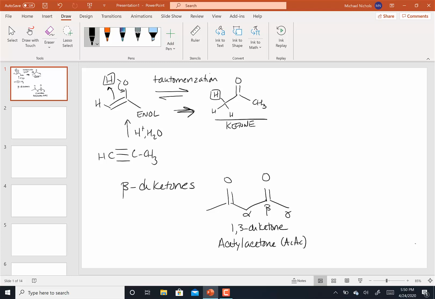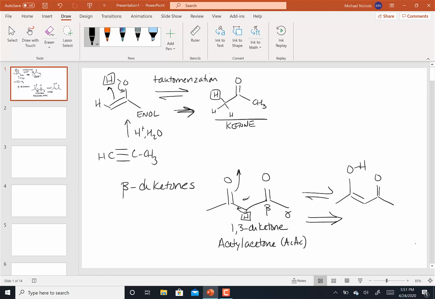It can form an enol in an equilibrium. If I take this hydrogen and move this pair of electrons out, and transfer that hydrogen up to the oxygen, what I would end up with is an OH group with a double bond. So there's my enol part, and here is my beta ketone part. Now, the equilibrium for this lies far, far to the right.